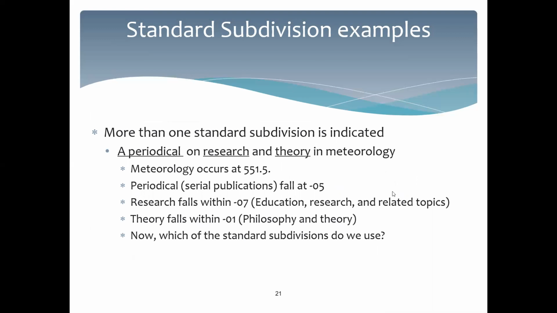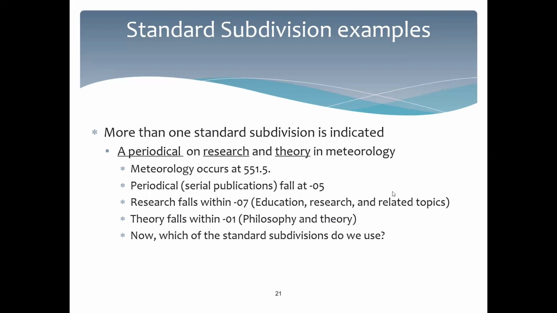More than one standard subdivision can be indicated. So you have a periodical on research and theory in meteorology. There we have two topics: research and theory, and of course then we have a periodical, so we have a facet. When you have a periodical, you're going to start with your subject first. So our subject is meteorology, and that's 551.5.